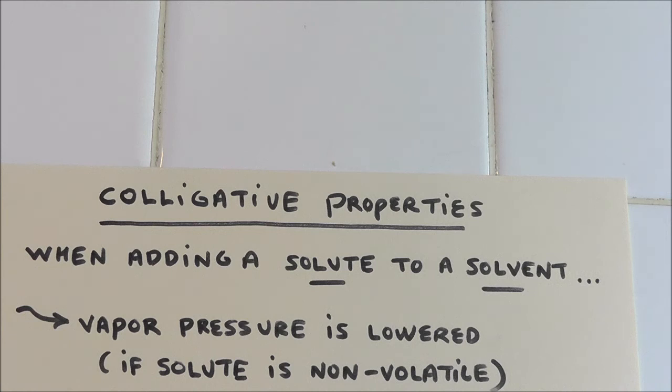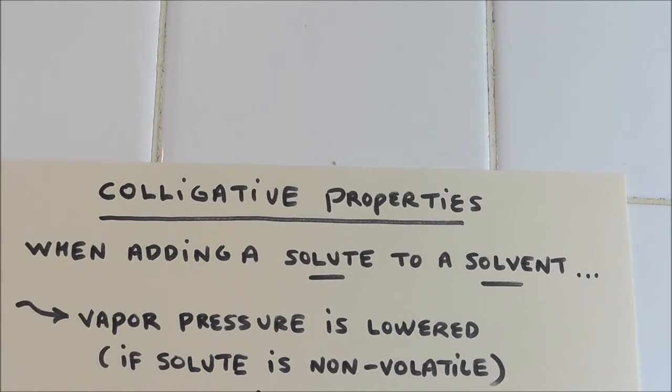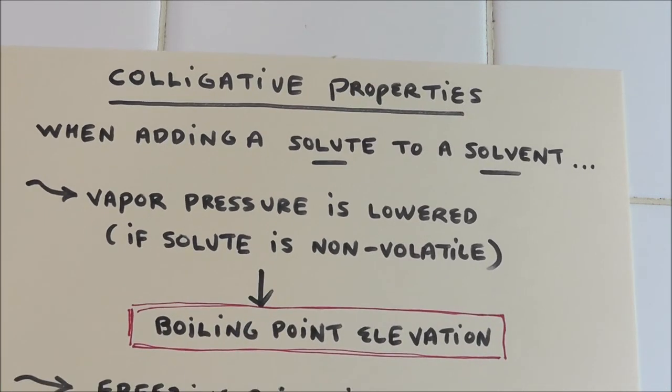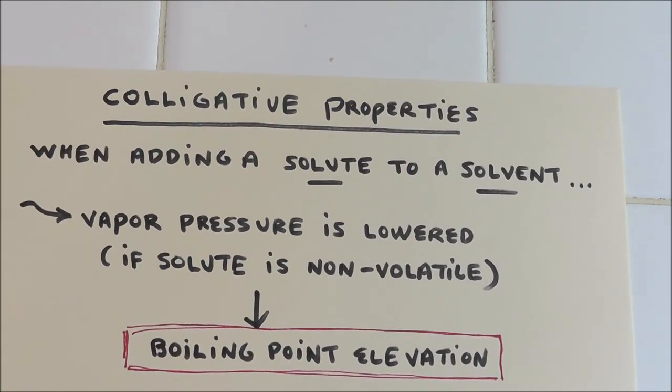But if you added antifreeze to water, which by the way is ethylene glycol, or if you added salt to water or sugar to water, those things don't have a high vapor pressure, and so the vapor pressure will then go down, and that will mean you have to heat it more. I'll show you a little cartoon later how that works. And the boiling point goes up. So we call this boiling point elevation.